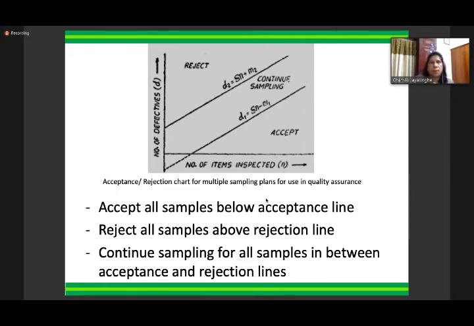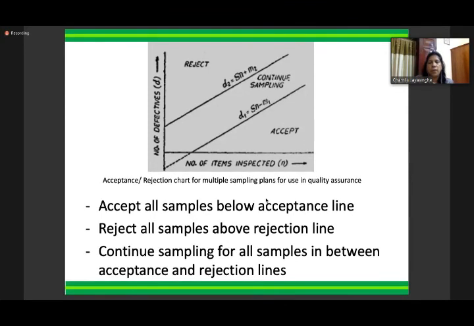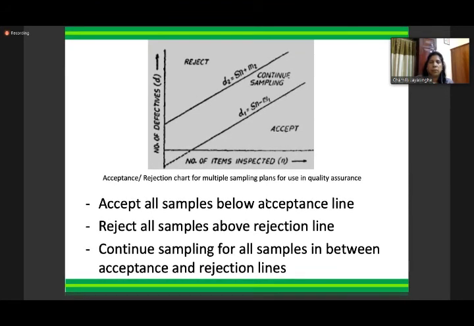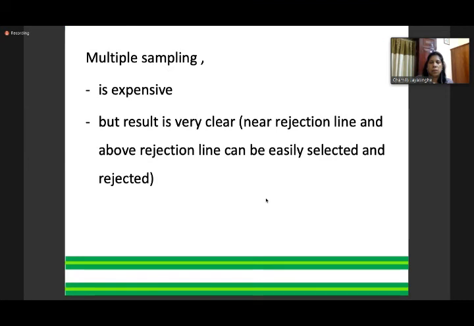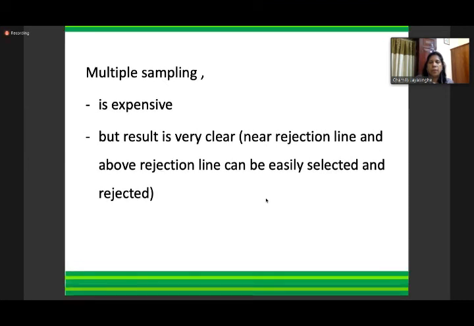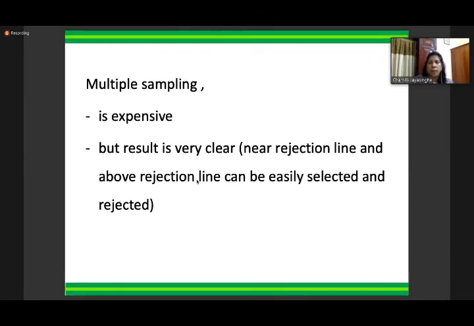So, I will give you another reading material for you to understand it much better. It is expensive, but the result is very clear. Near the rejection line and above the rejection line can be easily selected and rejected, right? So they keep sampling until they come near the line, but as soon as it jumps beyond that, it can be rejected. That is very clear.